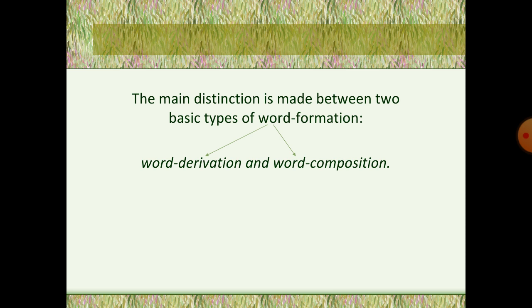English word formation is the system of derivative types of words and the process of creating new words from material available in the language after certain structural and semantic formulas and patterns. The main distinction is made between two basic types of word formation: word derivation and word composition.